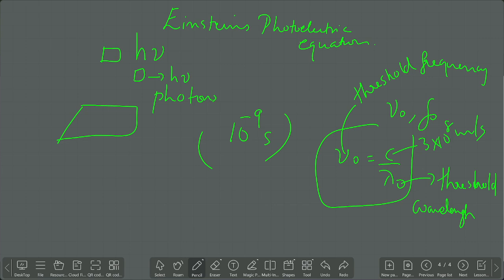Last point, last but not the least. It is spontaneous. Within 10 to the power minus 9 seconds, the electrons are emitted. What about wave theory? According to wave theory, there would be a time gap for the electrons, and only after that would electrons be emitted. But here it is not so. If you study these 4 points properly, you can answer many questions.